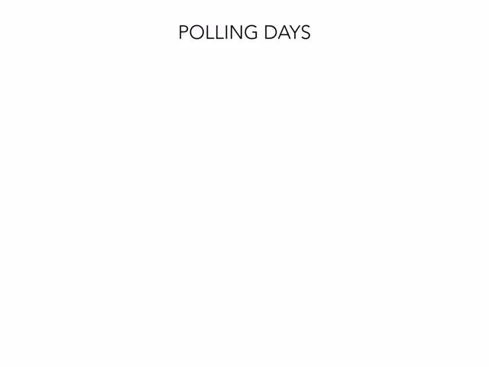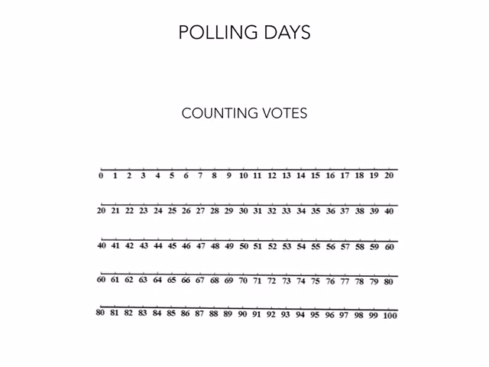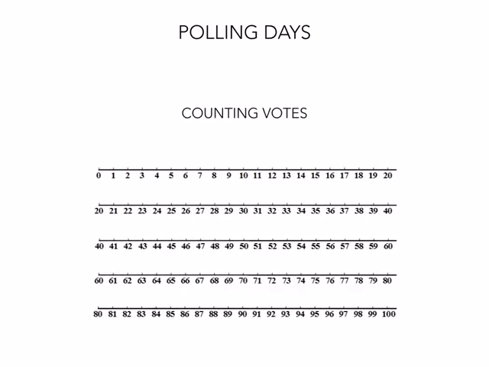After the polling has finished, the votes are counted under the supervision of returning officers and observers appointed by the Election Commission. After the counting of votes is over, the returning officer declares the name of the candidate to whom the largest number of votes have been given as the winner in that constituency.